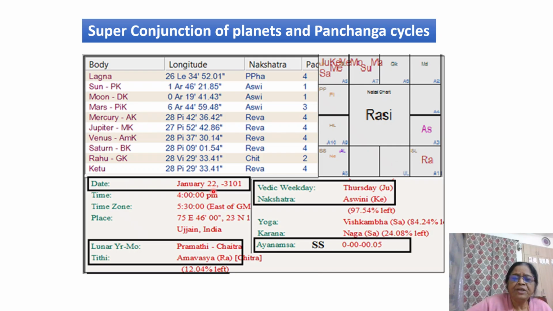The date is January 22nd, 3101 BCE. There is no zero year in these calculations. It's a continuously calculated year. Pramati, Chaitra, Amavasya, and then Thursday, Ashwini, Vishkamba. It is the first yoga. The yoga and Karana cycles also started together. Karana is Naga, but the next day is Pratama, the first day of the Kali Yuga. This is the time of Krishna leaving the earth. So on the first day, the Karana cycle also started together.